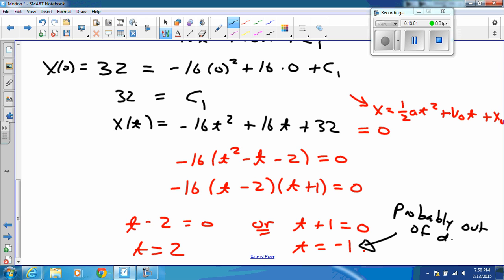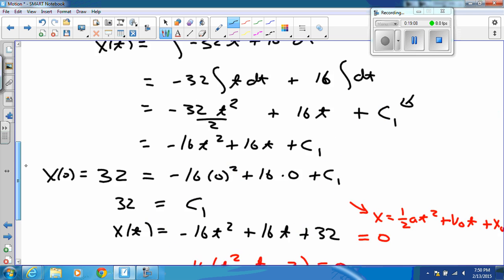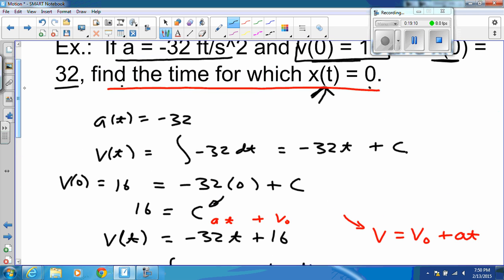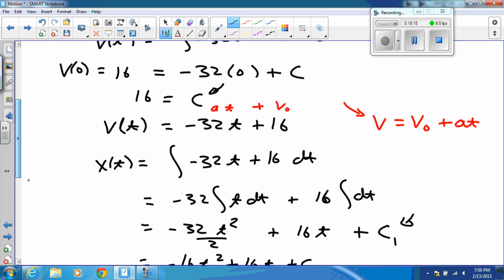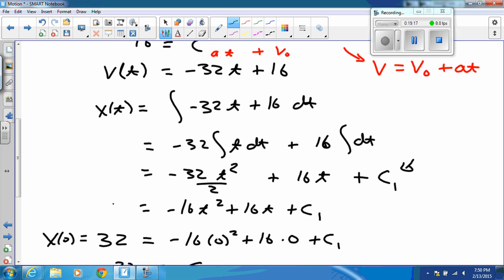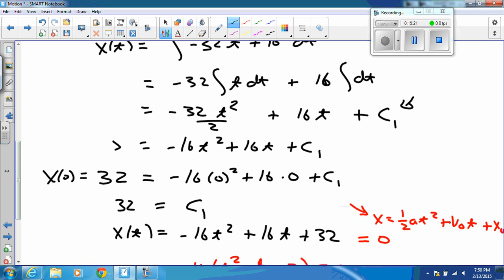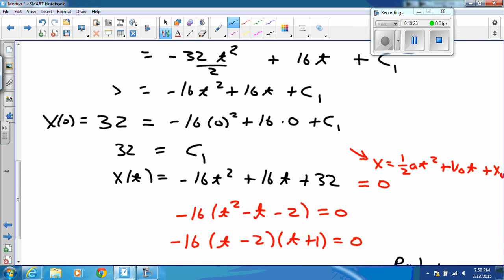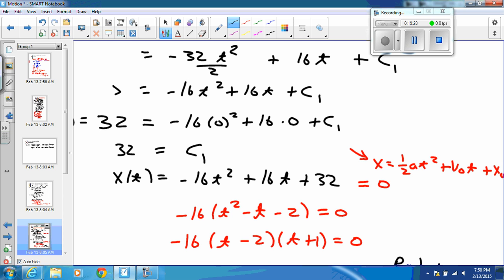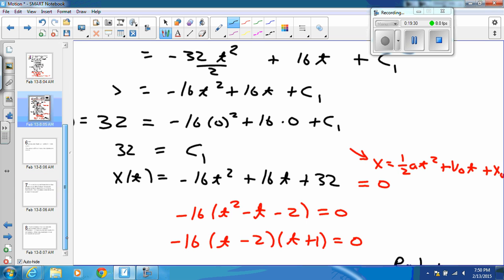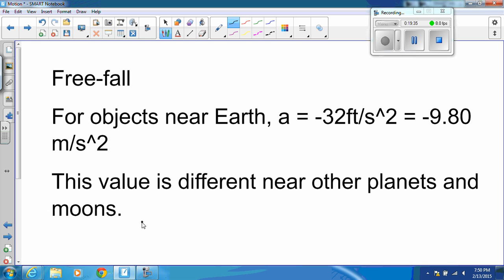Probably the domain of the problem would restrict this answer here, but because the domain was not supplied, we don't want to be too hasty. So, moral of the story. We began with an acceleration, which happened to be constant, and we integrated that to find velocity, and then again to find position. And then finally, we answered the question by setting the position equal to 0 and solving for the particular times.